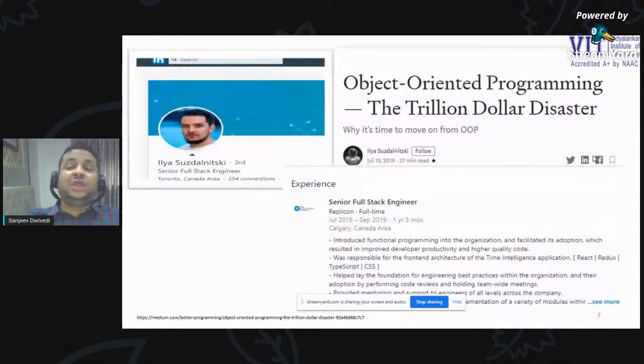Like I said, it was only a year ago that I was infatuated with functional programming, and the credit goes to this person. He's Ilya Suzdalnitski. I hope I'm pronouncing him better. It was this article of his, published last July, that infatuated me with functional programming. In fact, my knowledge of the declarative programming paradigm started with this article, and I have spent quite a lot of time after that studying declarative programming.